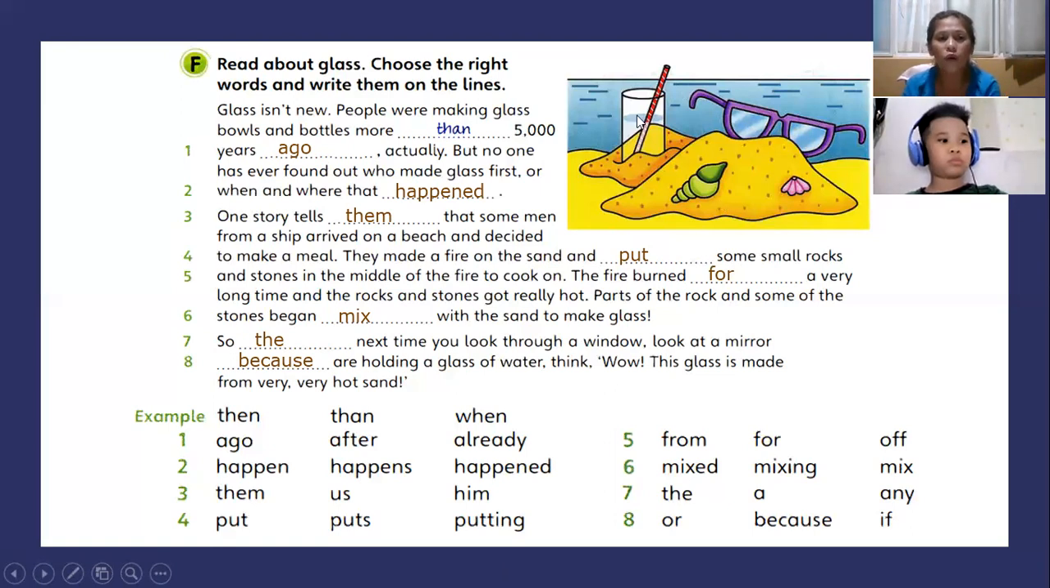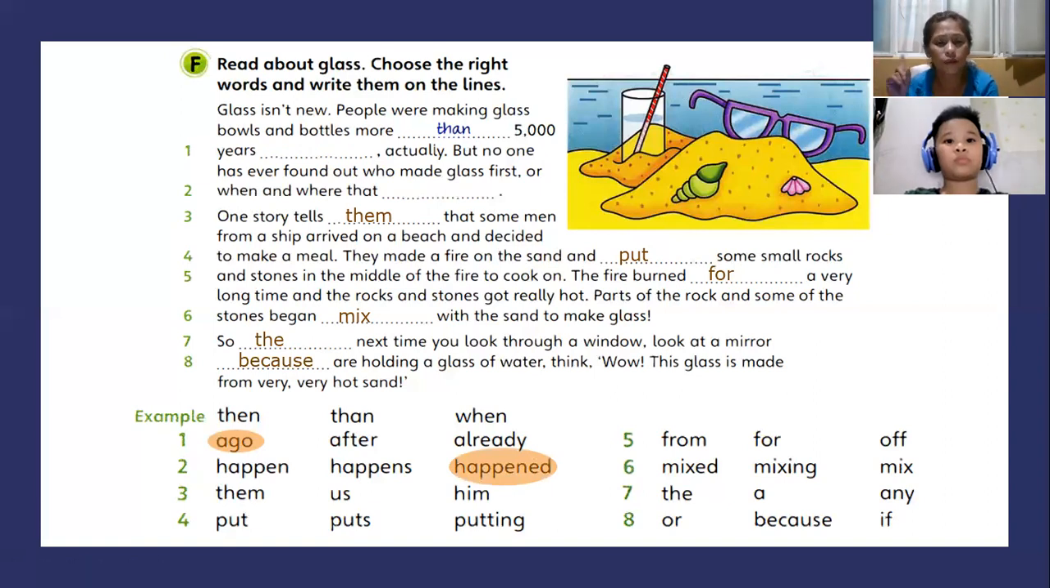Here, let us see what's your answer number. Can you please read, Nguyen? Glass isn't new. People were making glass for bottles more than 5,000 years ago. Actually, no one has ever found out who made glass first or when and where that happened. Okay. Correct. Very good. Number three.